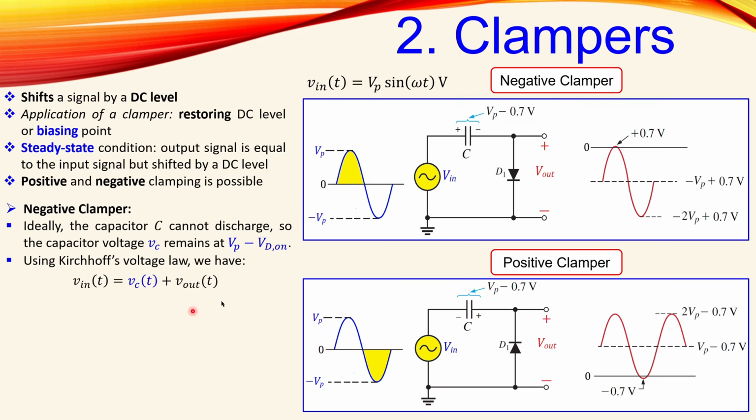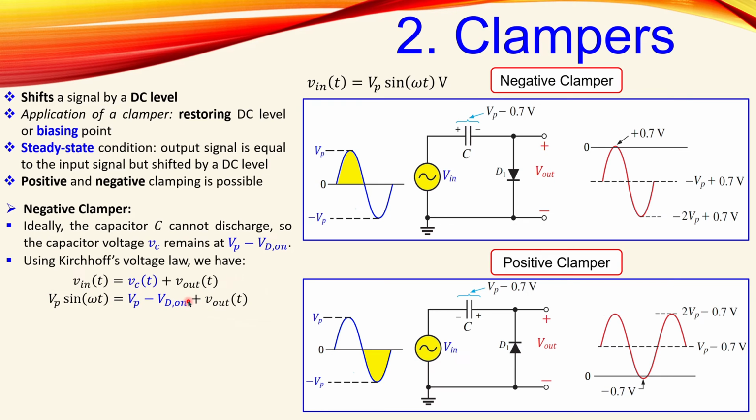If I want an expression, we can say Vin as a function of time is equal to the capacitor voltage plus the Vout, which is the diode voltage. And now we have the input voltage expressed as Vp sine of omega t. That is just a mathematical expression for the input, which is also shown here. But the capacitor has the Vp peak value minus the Vd on, and then we also have the Vout.